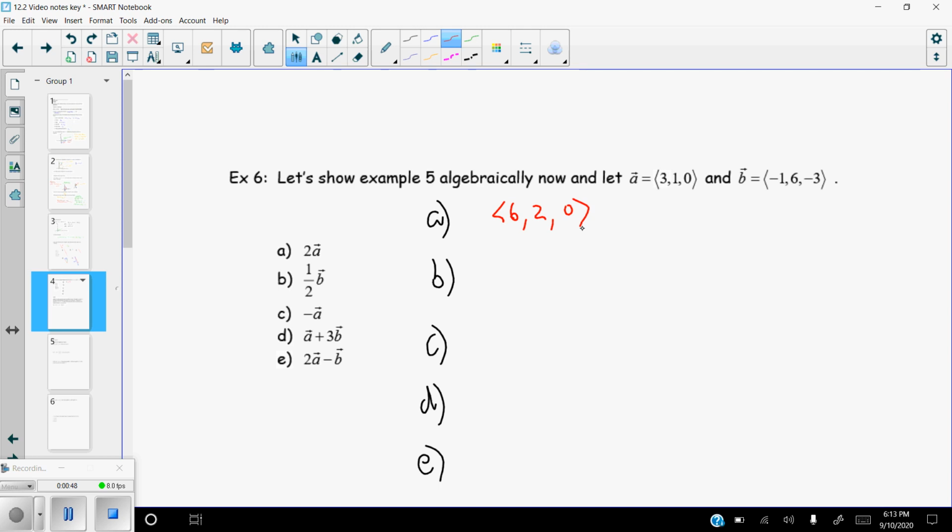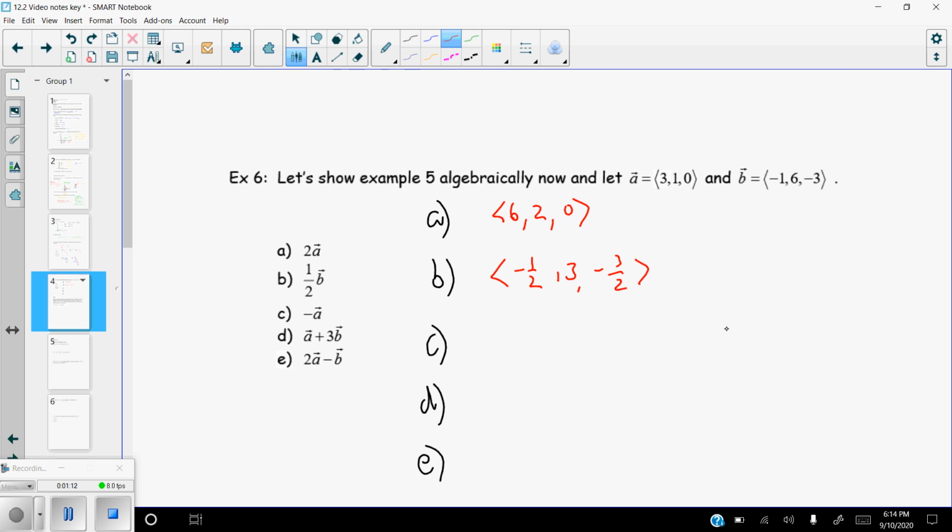In letter B, we want to do 1/2 of vector B. So again, it's just multiplying the half, or distributing the half through. So it looks like we are going to get 1/2 of -1 is -1/2. 1/2 of 6 is 3. And 1/2 of -3 is -3/2. Whoops, wrong bracket notation there.